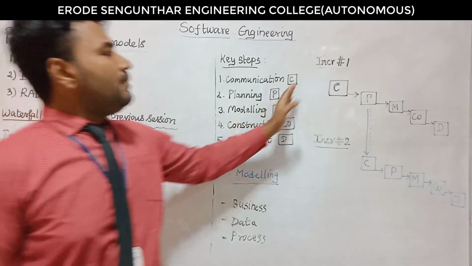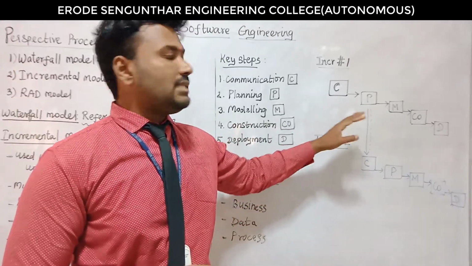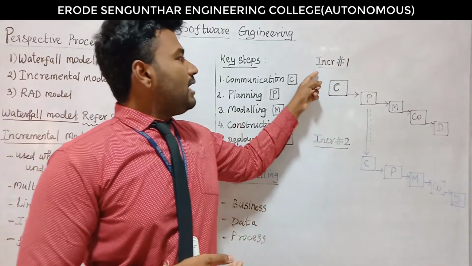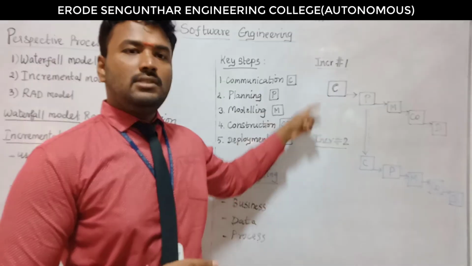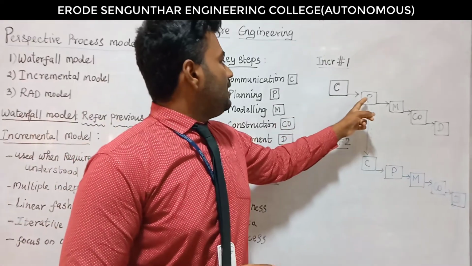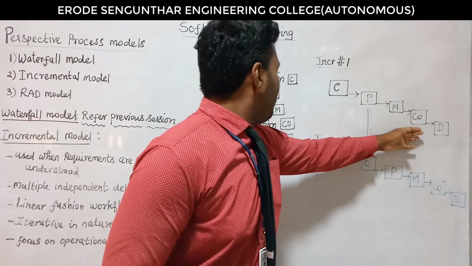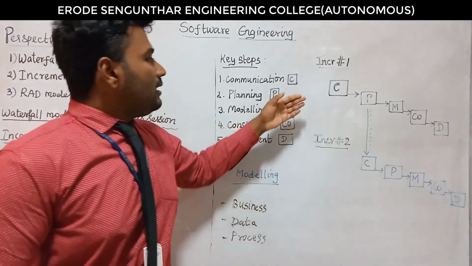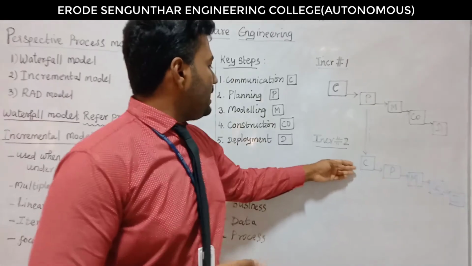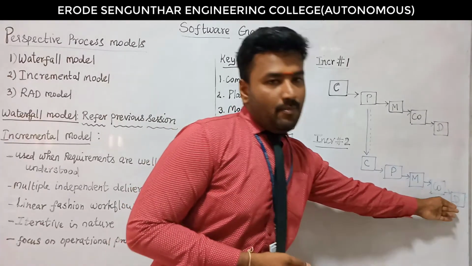So next we will be seeing the diagrammatic representation which clearly shows what are all the aspects involved in the incremental developmental model. So in this model we are focusing on two iterations, that is, two increments. So in the first part we will see communication followed by planning, followed by modeling, construction and deployment. The second iteration follows the same steps, called communication, planning, modeling, construction and deployment.